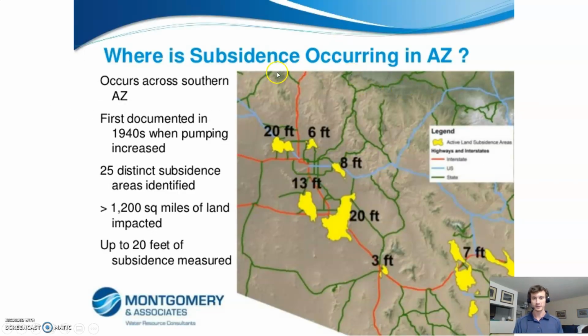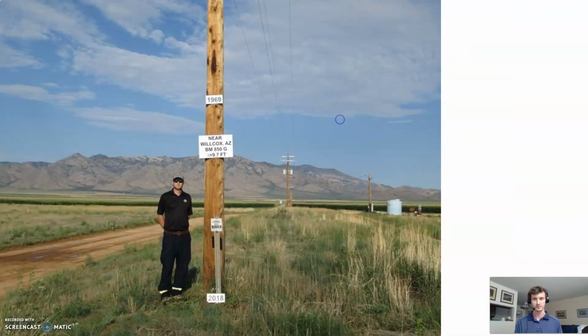So in Arizona specifically, where is this happening? We're mostly looking at the southern part of the state, something which has been observed to be happening since the 1940s. We have a dramatic increase in the amount of pumping which went on in the state. With about 25 areas total, we have just the bigger areas on the map here. You see actually up to 20 feet of subsidence measured here in the west to northwest Phoenix metro area, and up to 6 feet here in sort of northeast Scottsdale area of Phoenix metro.